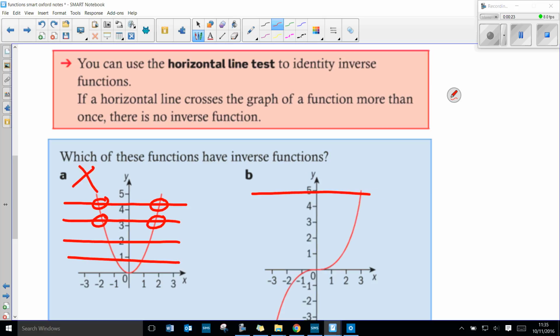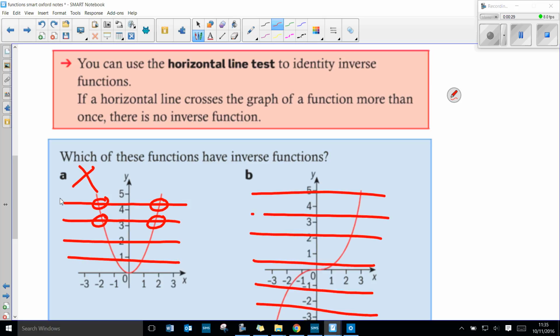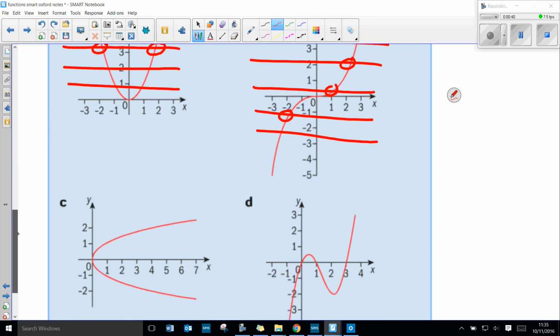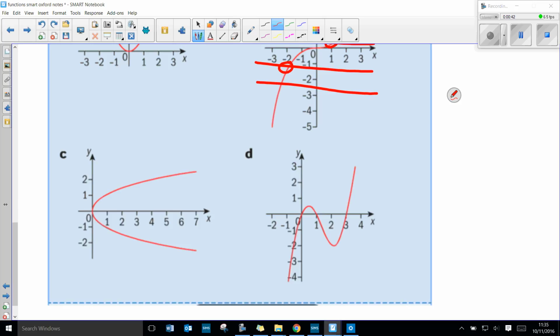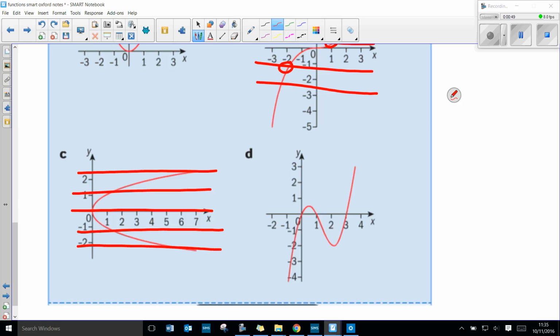For B, if you were to draw horizontal lines, the graph touches the lines only once on each line. Therefore, it has an inverse function. So for C, we do the same. This has an inverse function because it also touches the lines only once.